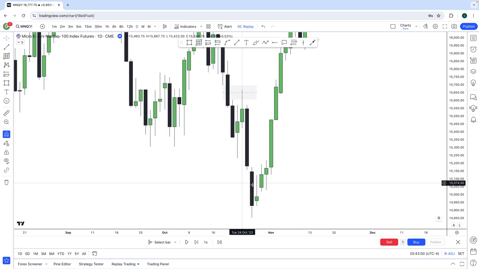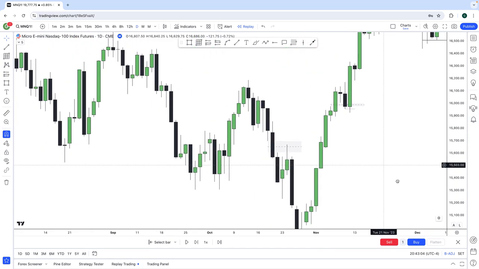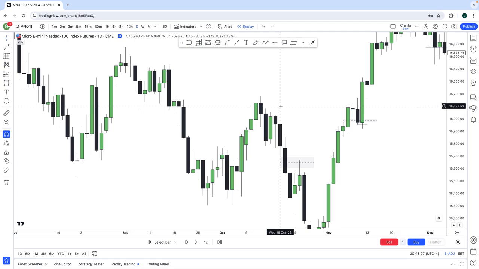Creating this huge range. And yeah, very simple, right? The next day displaces through. See this fair value gap up here? This is when you can use this to your advantage, right? So let's look here.